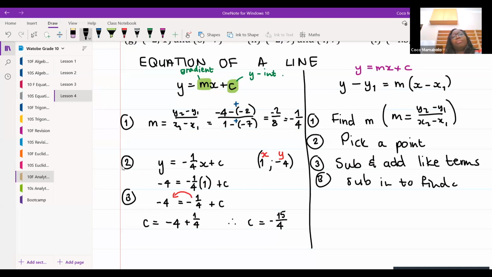Okay, excellent. But you're not done, Sipiwe. Give me the rest of the equation. Y is equal to negative a quarter x plus the y-intercept, which is negative 15 over 4. That's it. Beautifully done. All right, that's all we have time for today, guys.